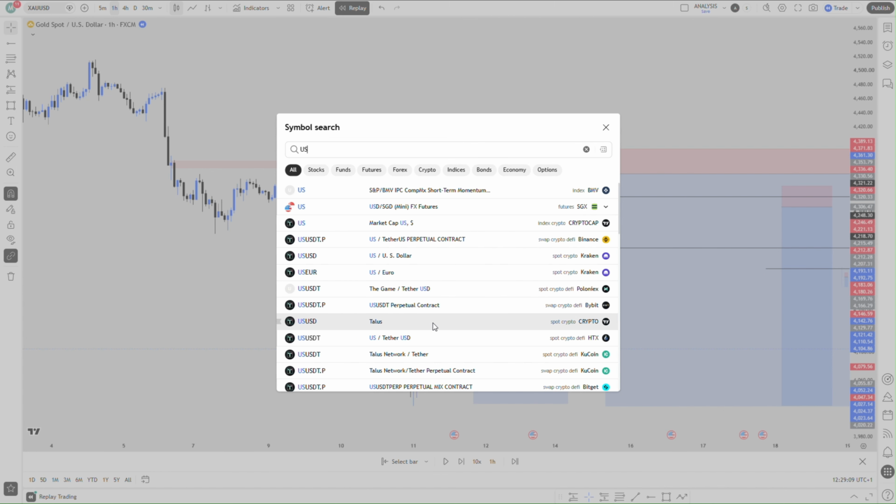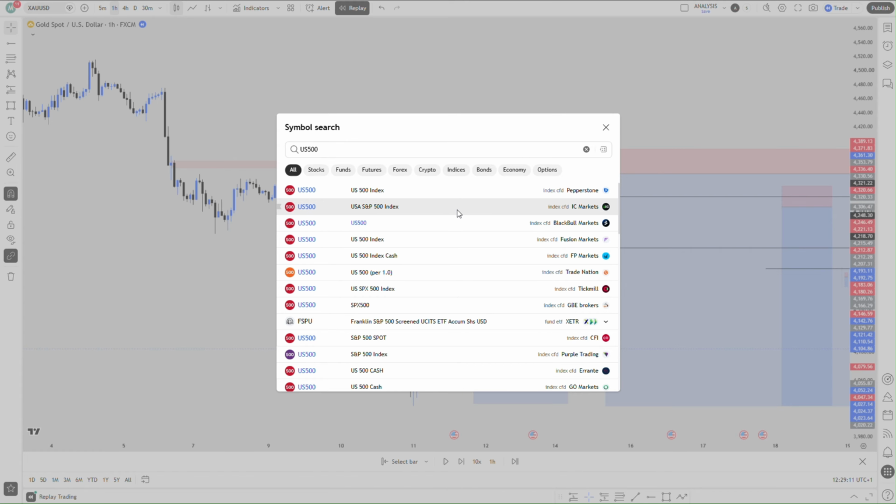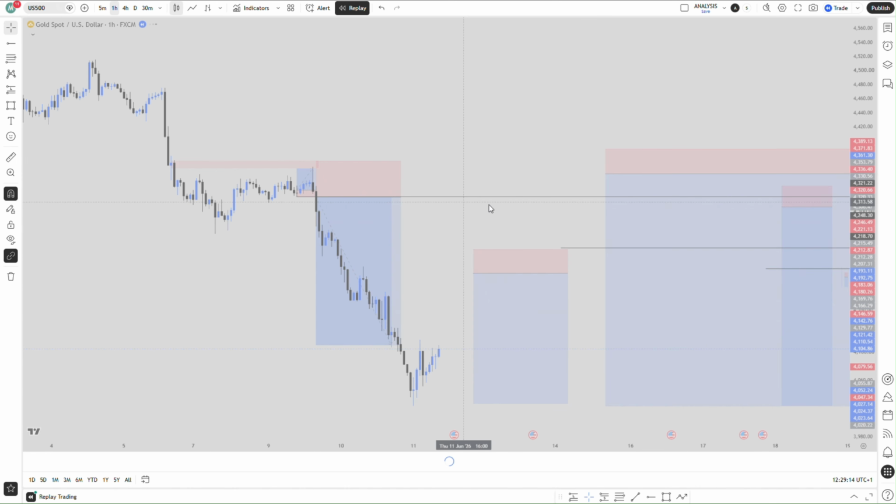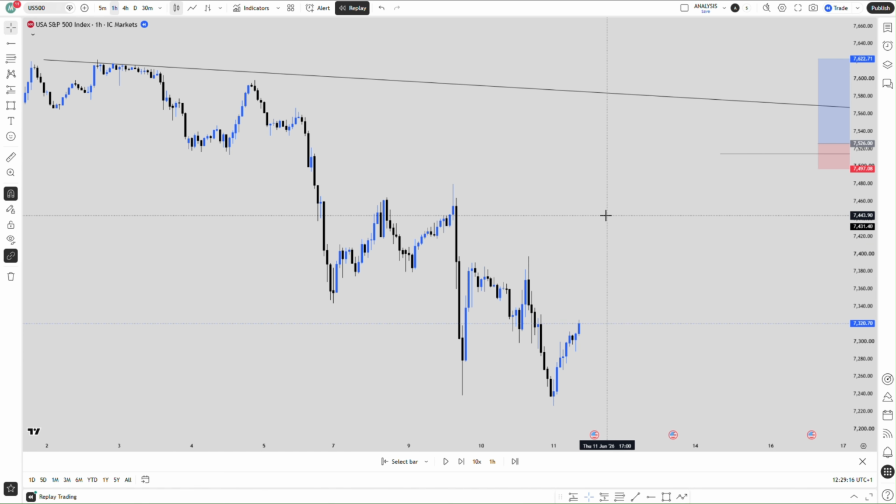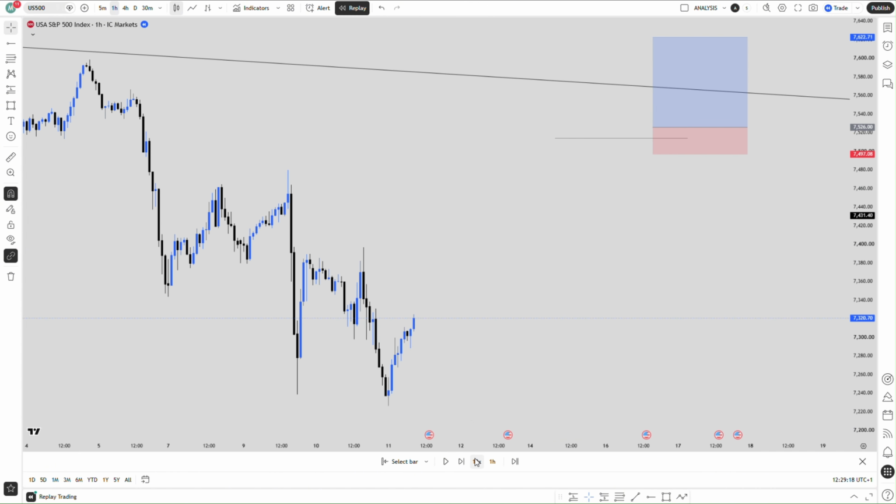I think I took a loss there. US 500. Took a loss on this one. Yeah, this is the trade here. Let me play price. I took a loss on this one. I was trying to buy SPX and it didn't work out as I planned.